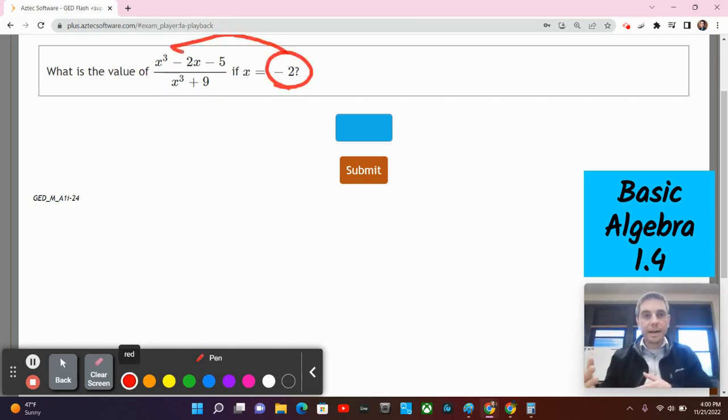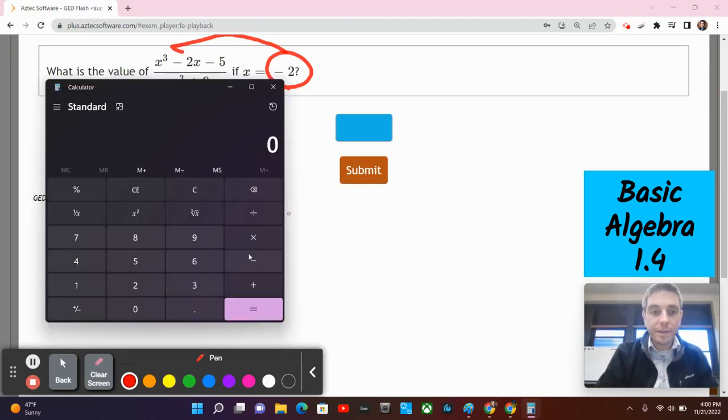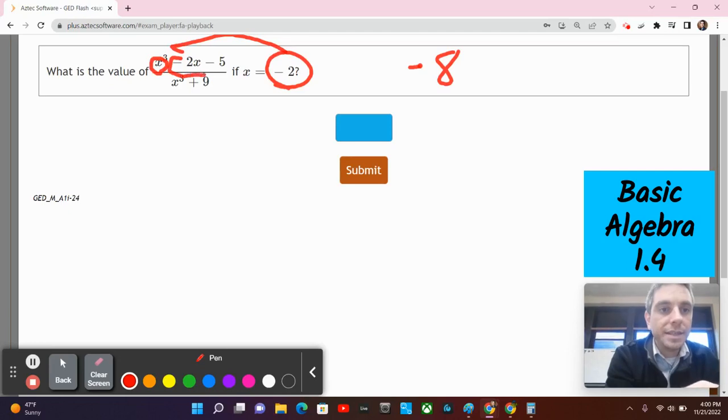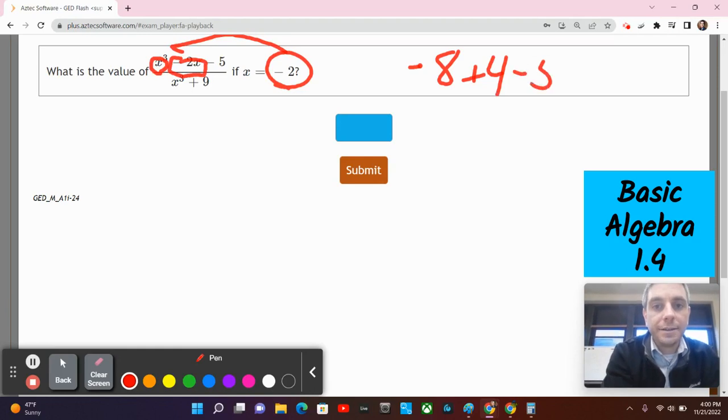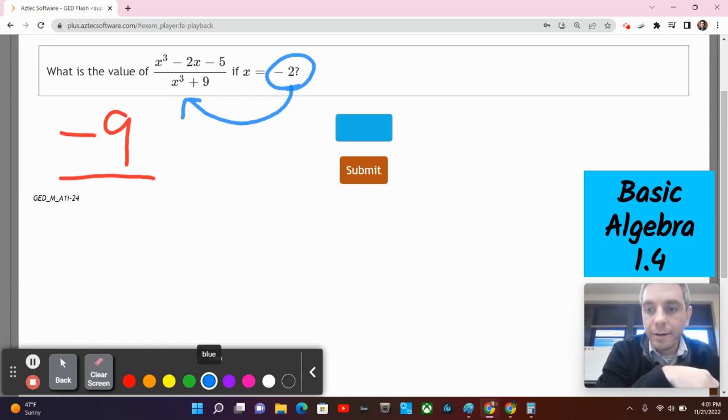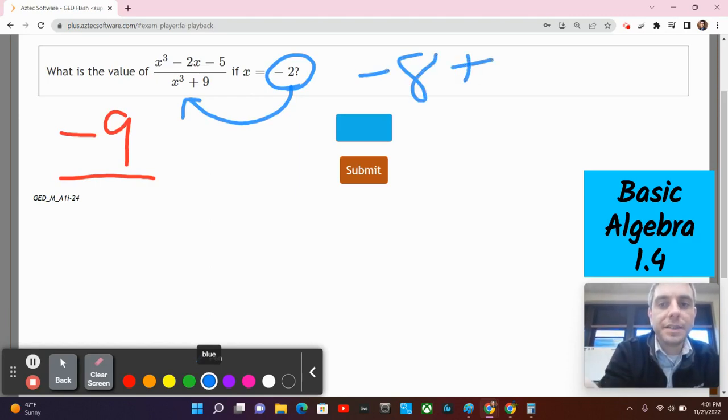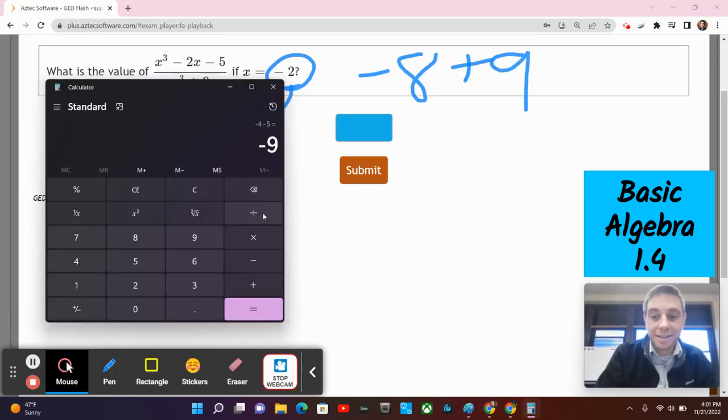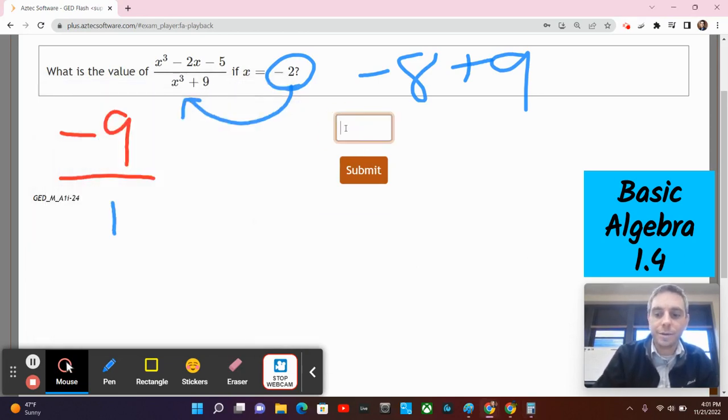So x to the third power is the very first thing I'm going to do, which means -2 to the third power. That would mean -2 times -2 times -2, again, -8. So -2 times, and then x is equal to -2, is equal to +4. And then we have -5. So the top of the fraction comes out to be -9. -2 to the third power once again, which was -8. And then we do -8 plus 9, which comes out to be +1. -9 divided by 1, anything divided by 1 is just itself. So that's going to equal -9.